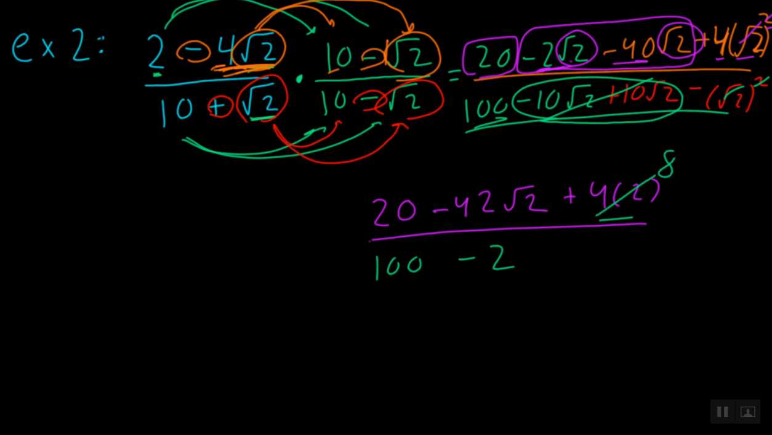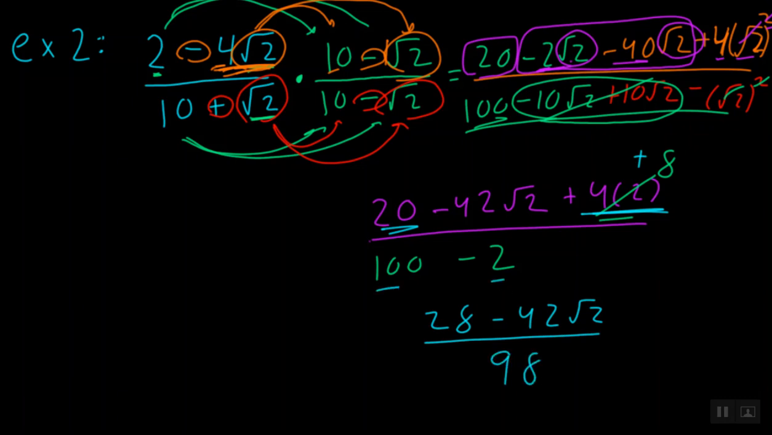And now we can begin our second to last simplification. Okay. So what do we have? We really have 20 plus 8, because that's a positive 8 there, and 20 plus 8 will be 28 minus 42 square roots of 2 all over 100 minus 2 will be 98. And the last thing that we want to do here is we want to reduce. Okay? We have to reduce.